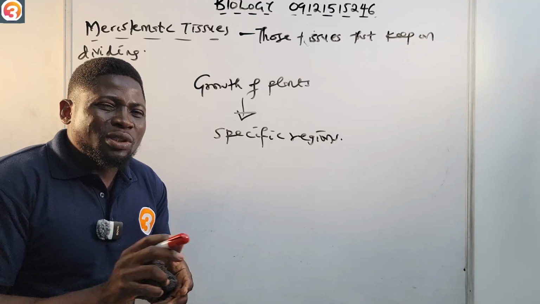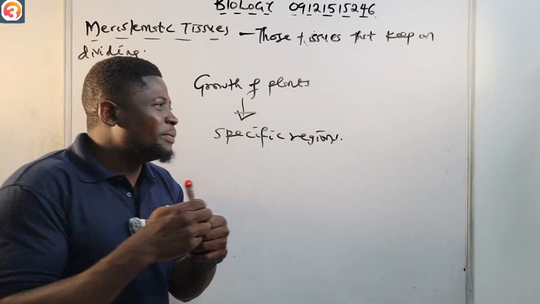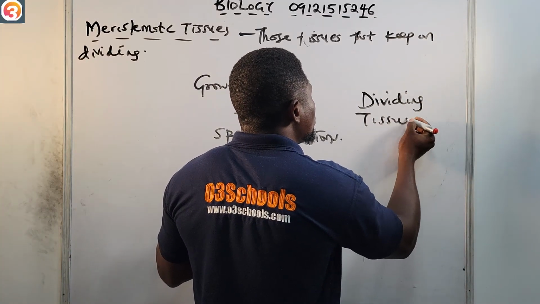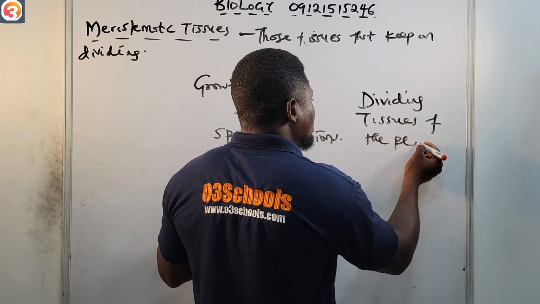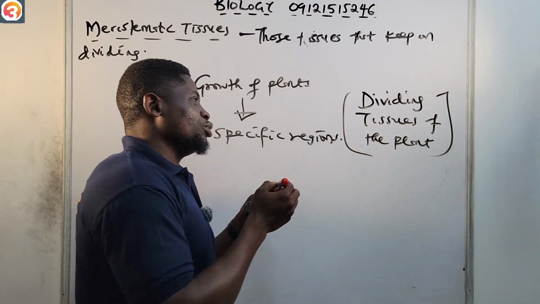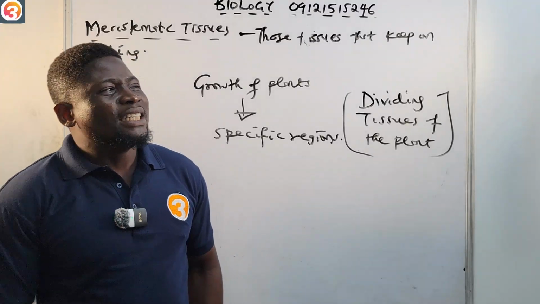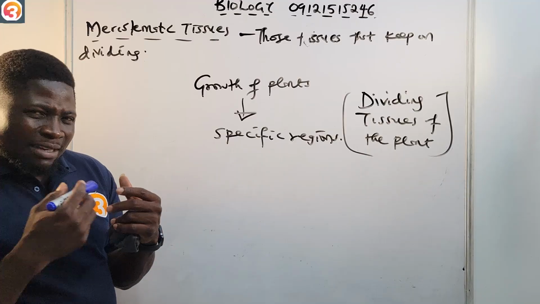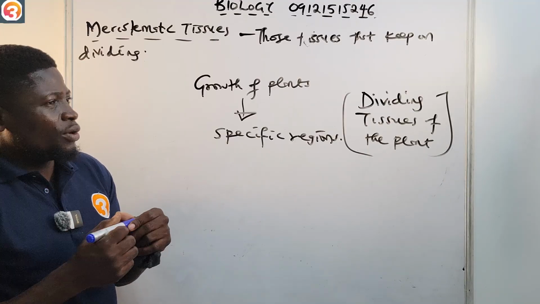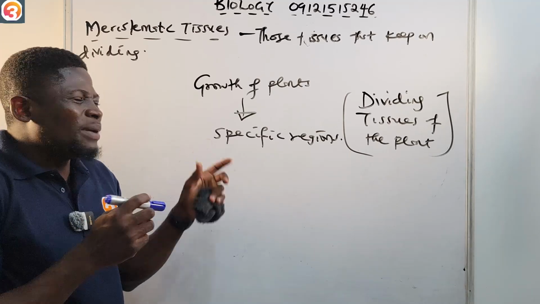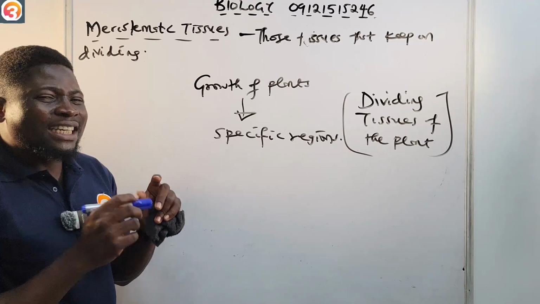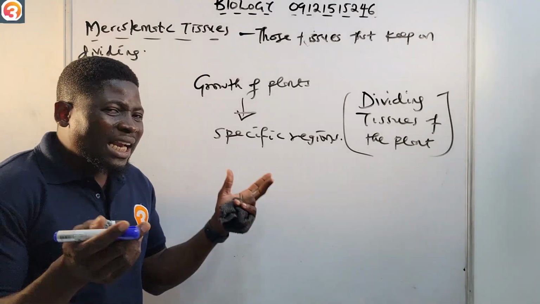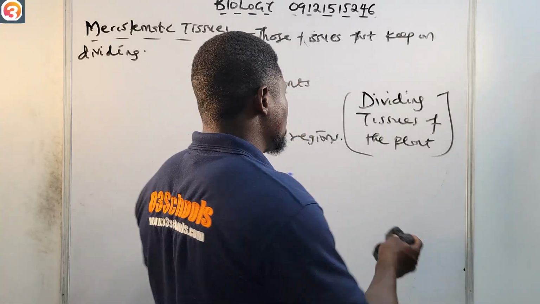Meristematic tissues are also known as the dividing tissues of the plant. Those tissues that keep on dividing are meristematic. They are active, they keep on dividing, and they are responsible for the growth of plants in specific regions. We call them the dividing tissues of the plant. All these are meristematic tissues.